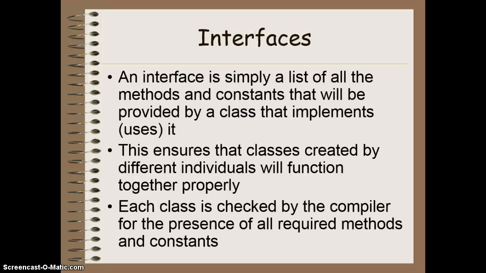So how do you do that? You do that by using what's called an interface. An interface is basically a list of all the methods and commands that are going to be provided by a class that uses or implements that interface. So essentially it's saying here, in order to use this interface, you must have this method, this method, this method, and so on. Okay? This ensures that any class that implements that interface is going to be working properly. It ensures that everything's there that we're going to need to use it. When the class is compiled, it's checked to make sure that those methods are there, and if not, it won't compile properly and will give you an error saying you're missing a particular method that you require.